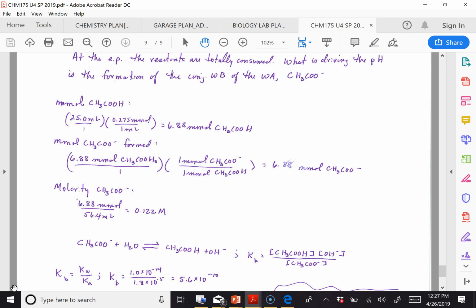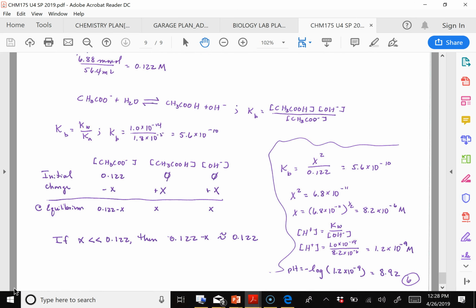So what's the weak base going to do? It's going to do this. It's basically going to abscond a hydrogen from a water molecule, and in doing so become acetic acid and then create that hydroxide ion. So it's that hydroxide ion that's making this basic.